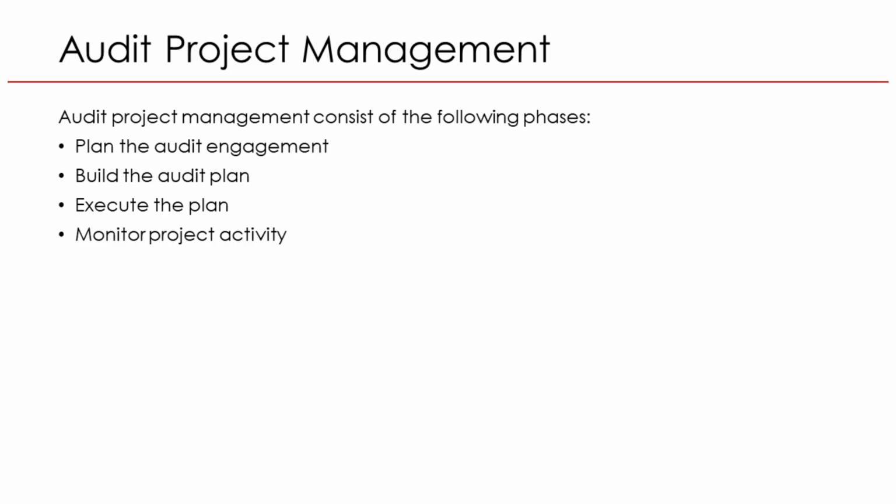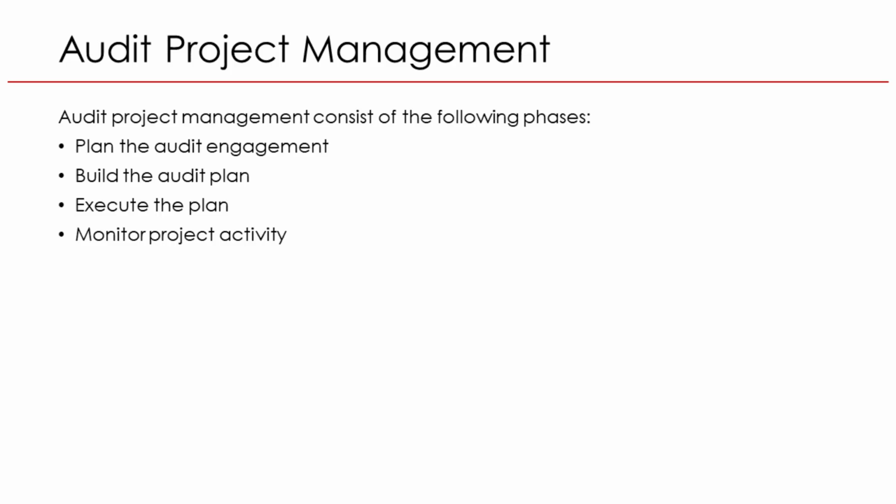Audit project management means running an audit like a project, with clear steps and good coordination. The first step is to plan the audit engagement. This means understanding what the audit will cover, setting goals, timelines, and needed resources. For example, before starting an IT security audit, the team decides which systems to review and when.